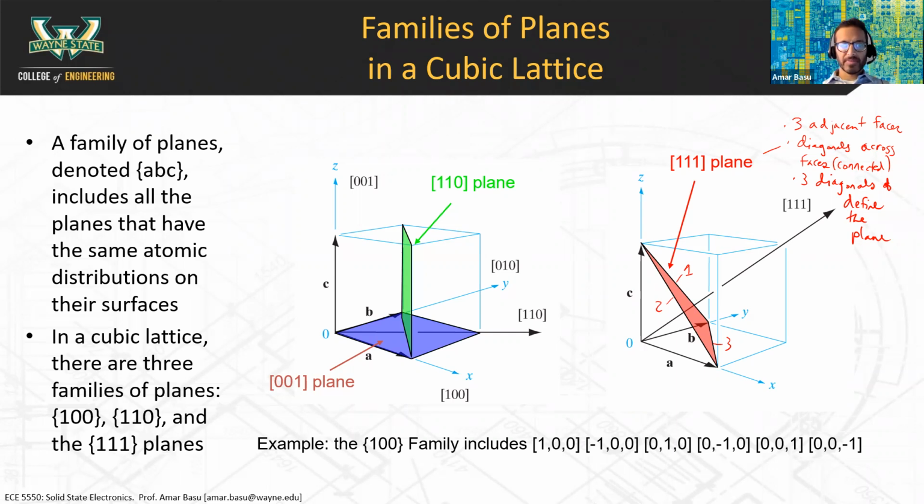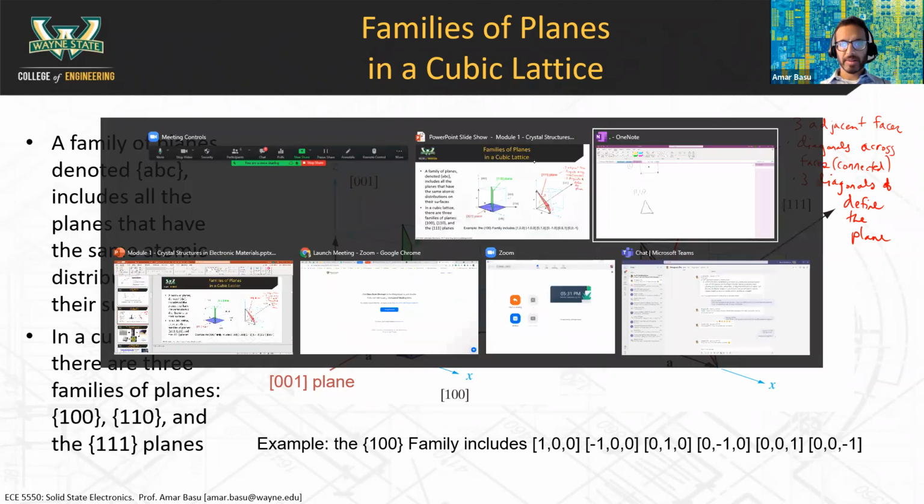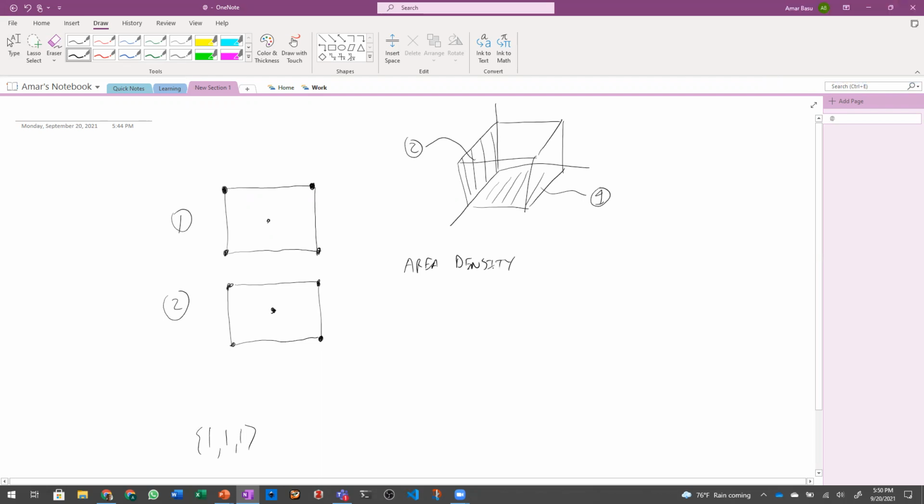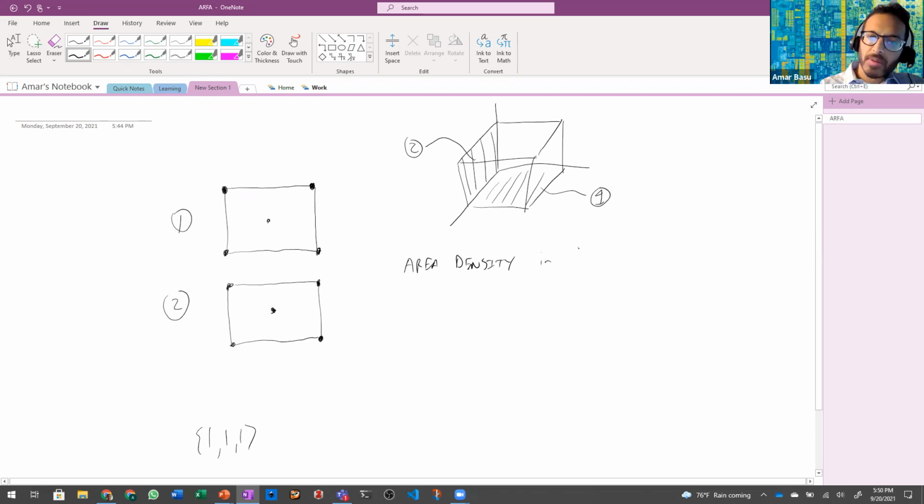How about this, just to make sure that everyone's following here. We did this in class last time, but we can do this again real quickly. So what is the area density in the 100 family of planes? So this is, again, I'm putting here 100 planes.